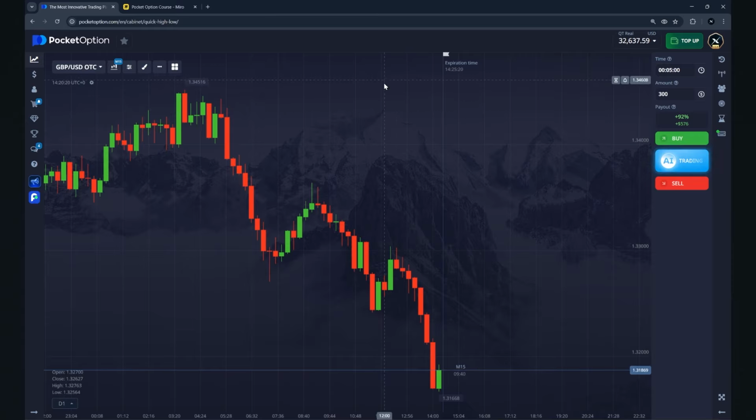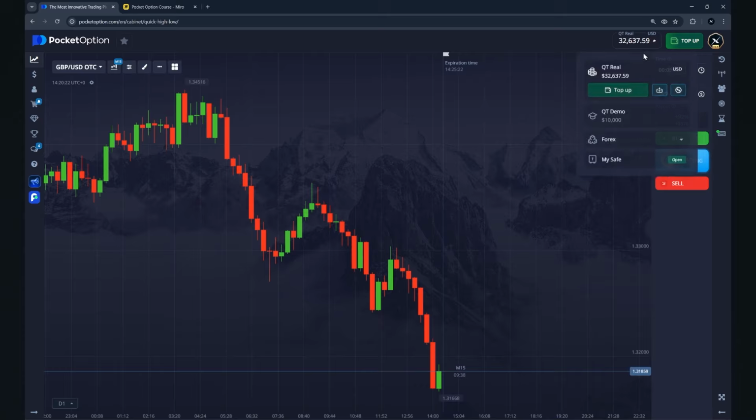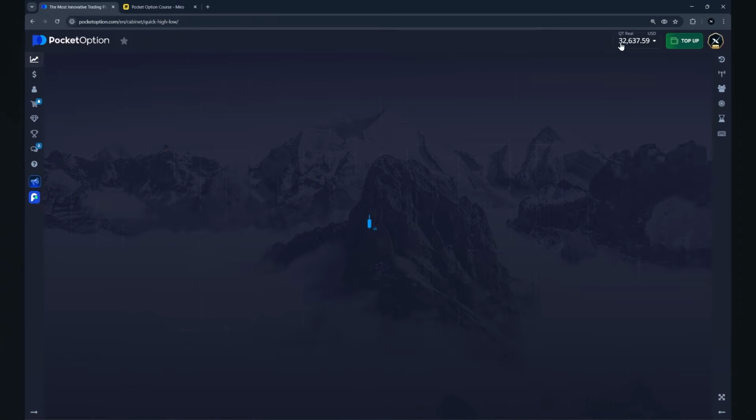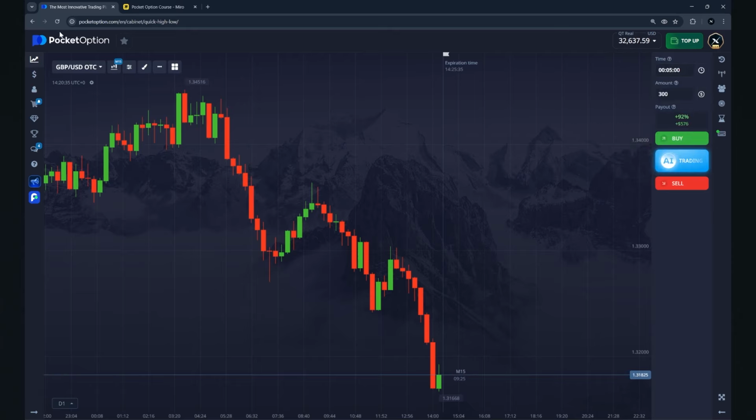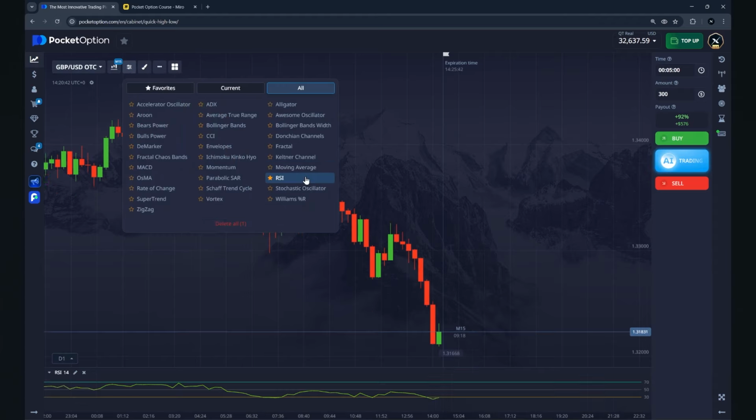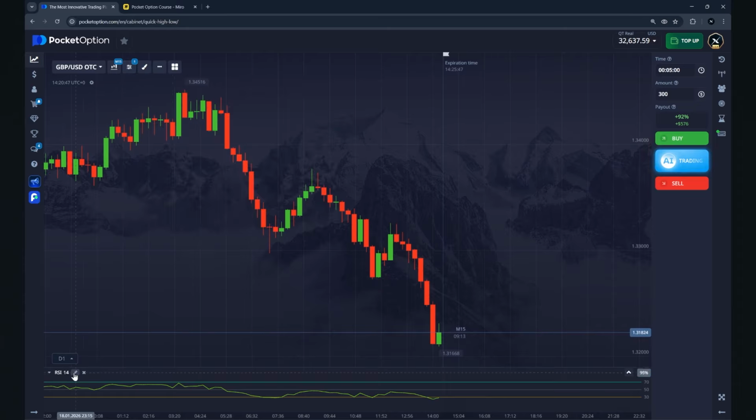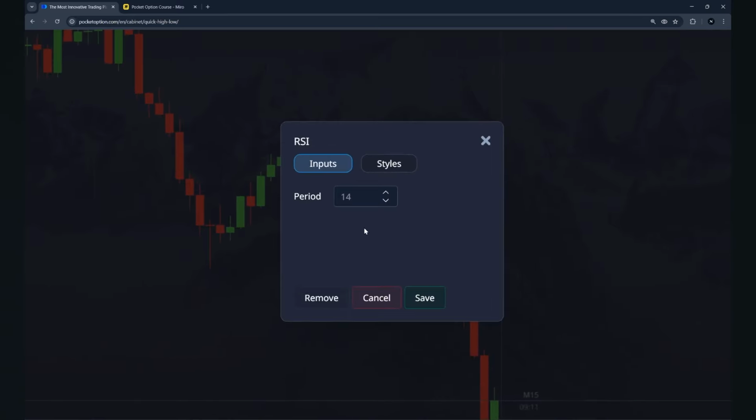Okay, I'm on Pocket Option right now. I use my real account. You can see it, yeah, my real account. I can refresh the page as many times as you want. So here it is. Then you need to choose indicators and choose RSI, Relative Strength Index. Default setting is 14 period. That's perfect for binary options and short-term trading. Don't overthink, leave it at 14.